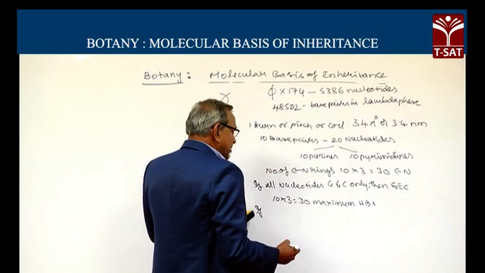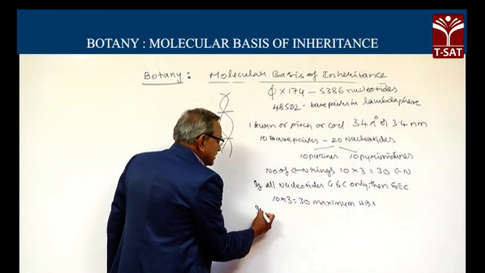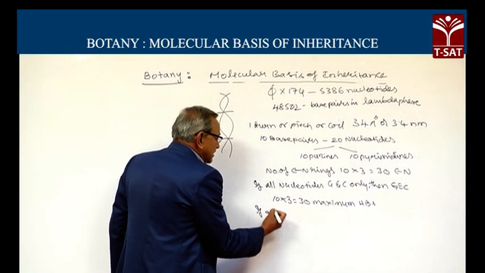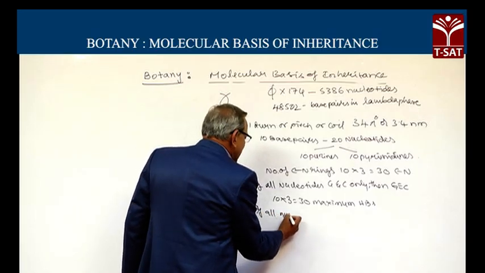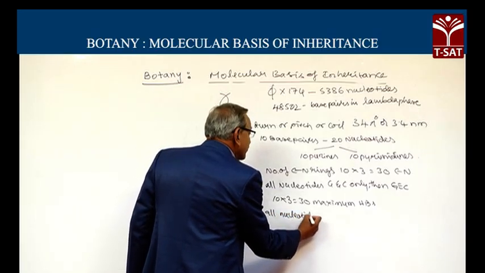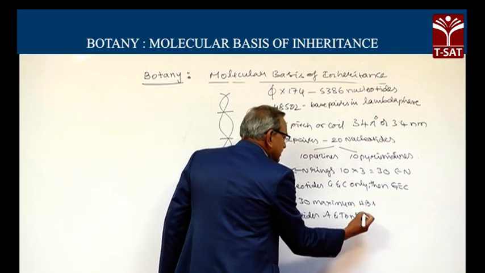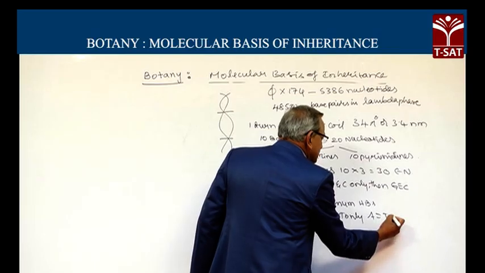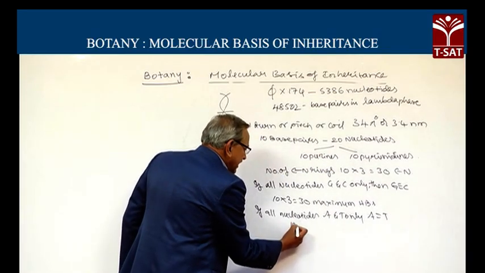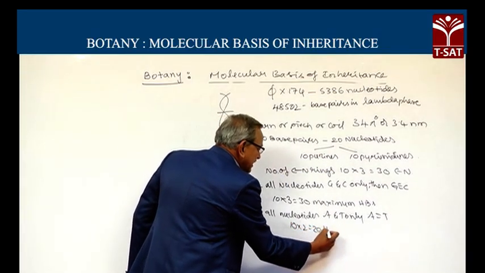For the minimum number of H bonds, this is the requirement. If all nucleotides are A and T only, then between A and T there are 2 H bonds, so 10 into 2, 20 H bonds must be the minimum number.